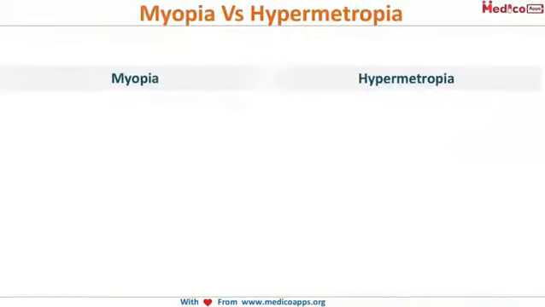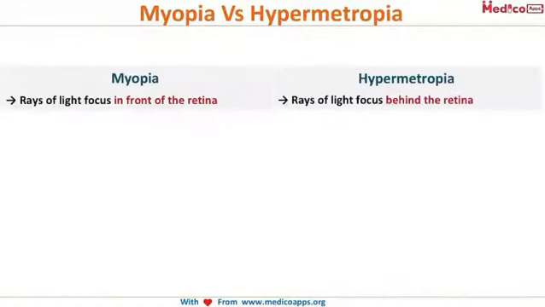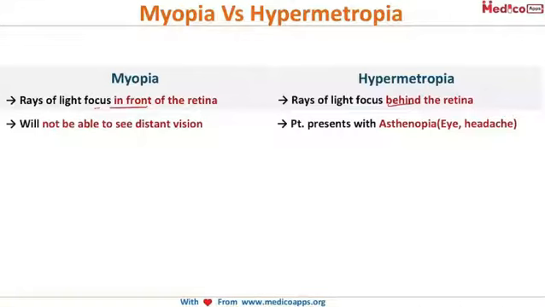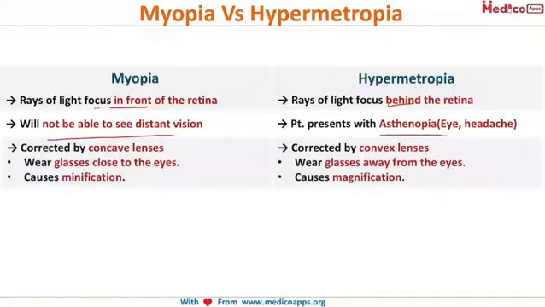Now, let's have a quick comparison between myopia and hypermetropia. Right? In myopia, rays focus in front of the retina and in hyperopia behind the retina. Myopes cannot see distant objects. In hypermetropia, their complaint will be asthenopia. Right? Now, that is corrected by concave lenses in myopia, and in hyperopia we will give convex lenses.